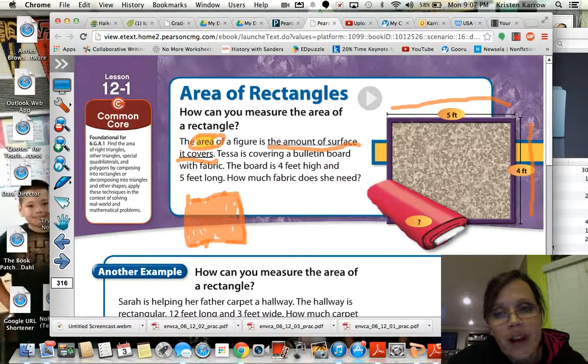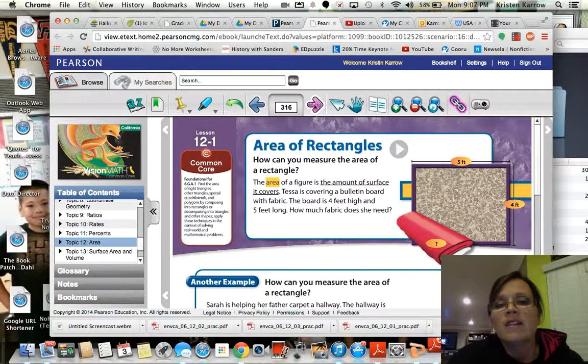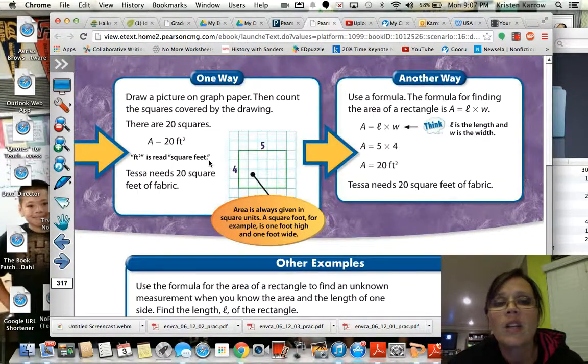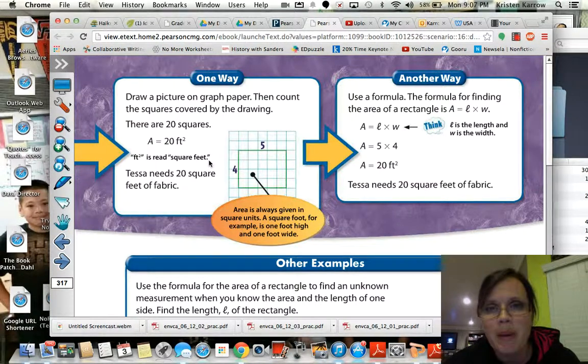She doesn't need fabric to cover just the outside. She needs fabric to cover the entire inside of her bulletin board. So we need to figure out how much fabric she needs. One way to look at this problem is to use graph paper.